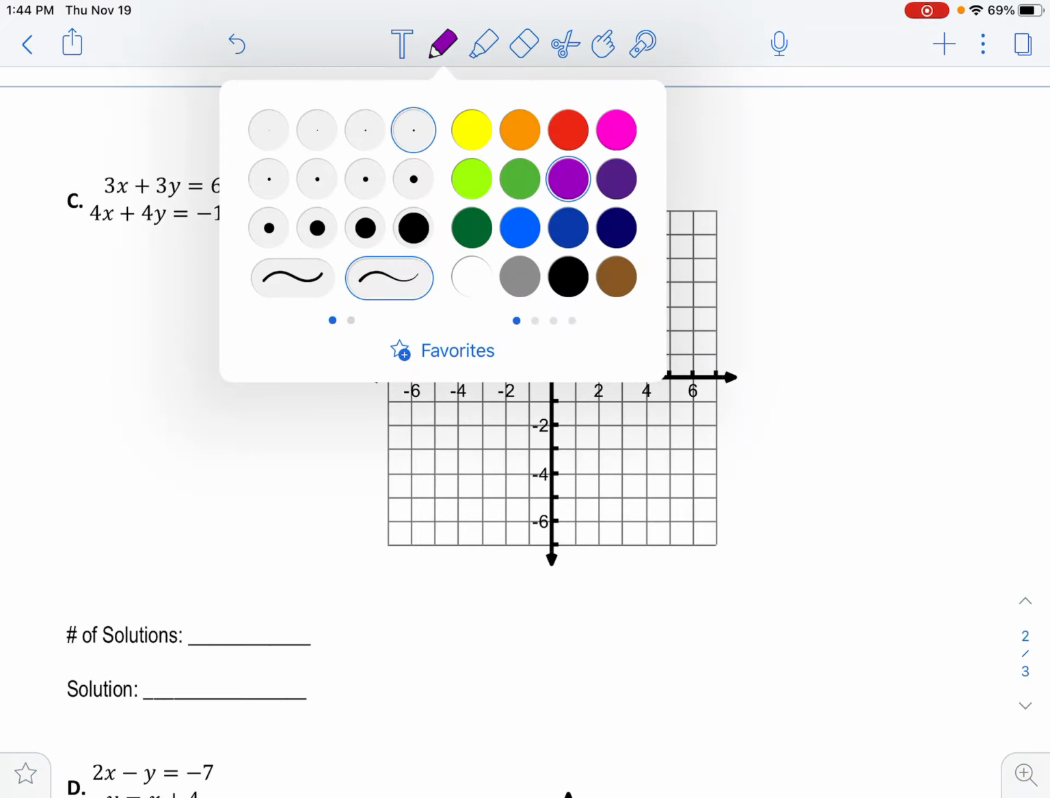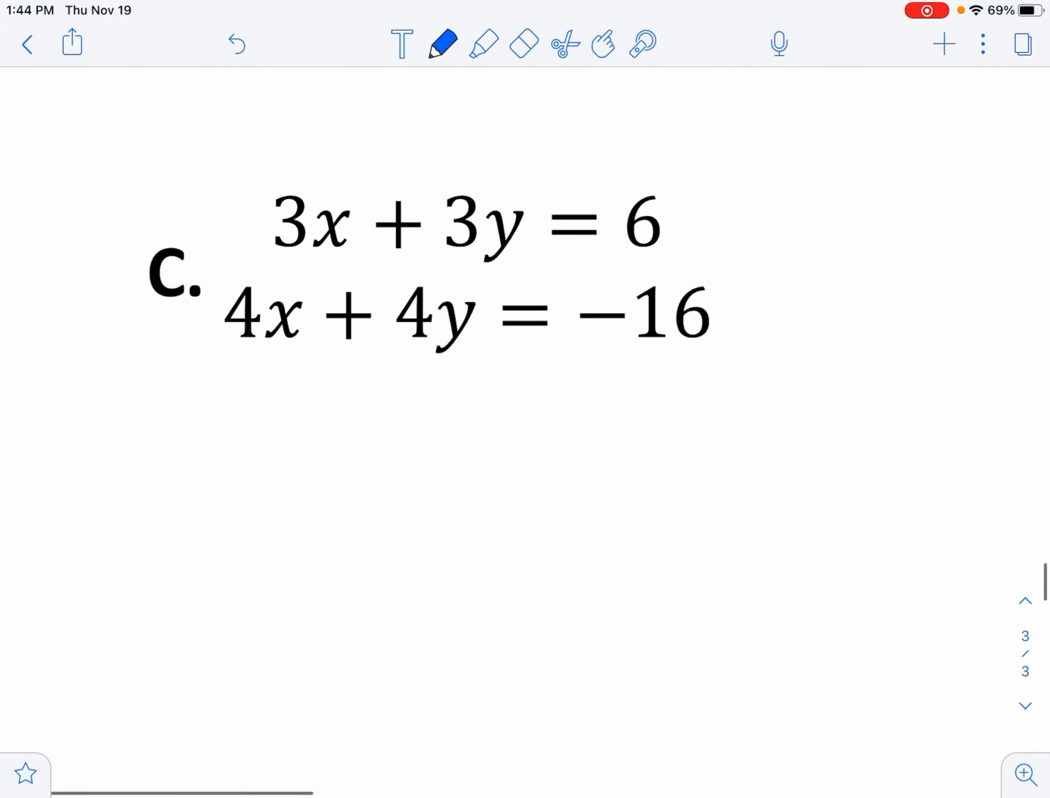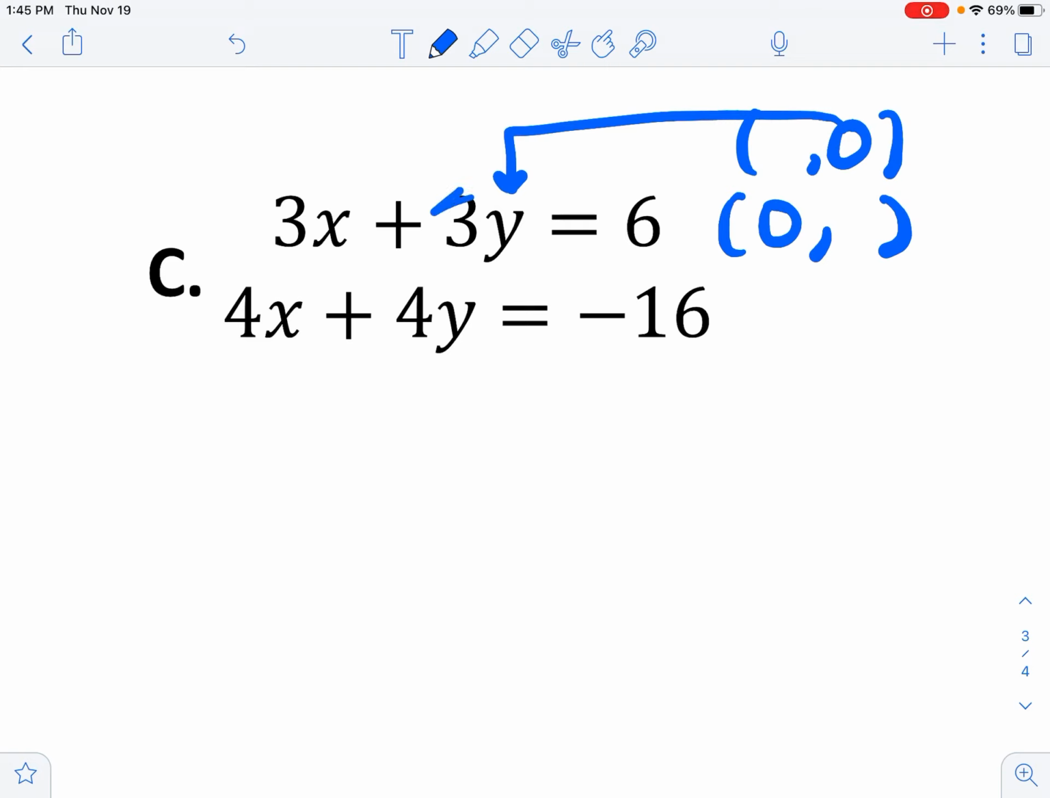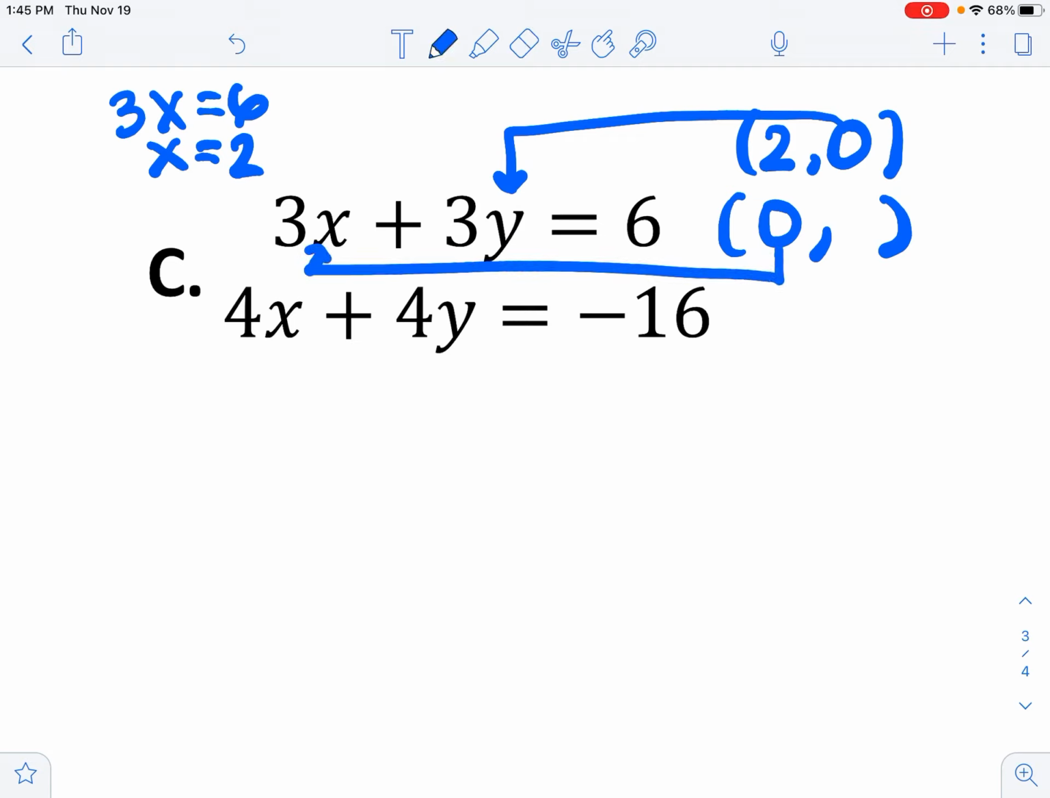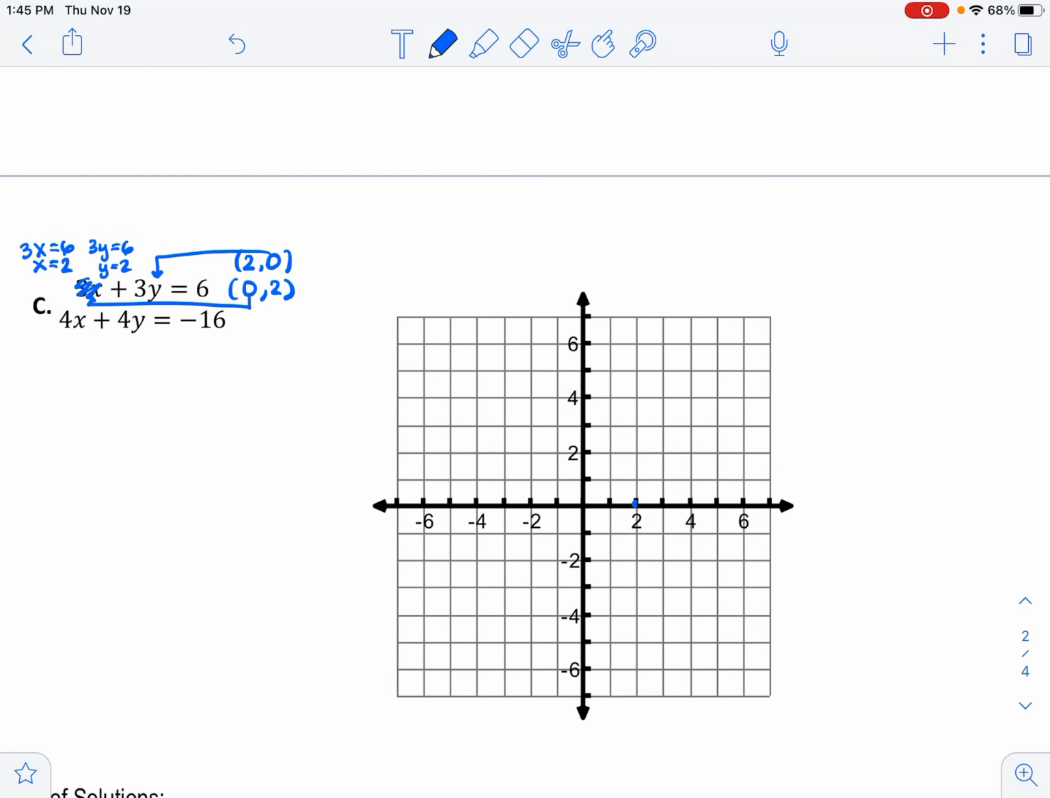All right, let's try the next one here. I have my first line, which is in standard form. I'm going to find the x-intercept and the y-intercept. I'm going to plug in 0 for y and see what I get for x. This will disappear. I have 3x equals 6. So x equals 2, the point (2, 0). Now I'm going to find my y-intercept by plugging in 0 for x. This goes away. I have 3y equals 6. So y equals 2. So now I can graph those 2 points, (2, 0) and (0, 2).